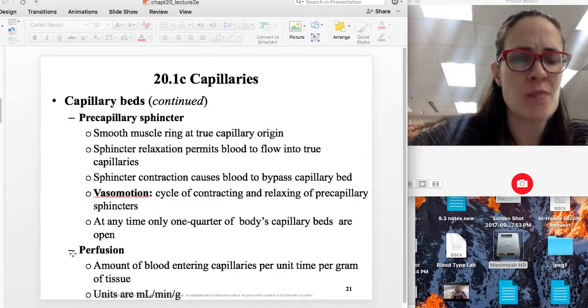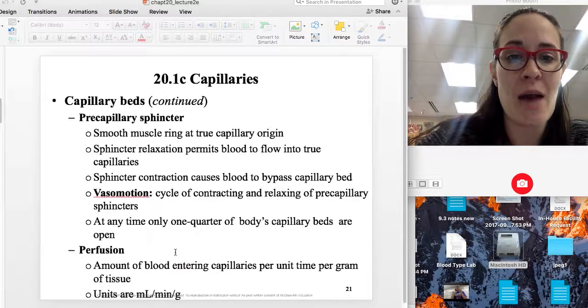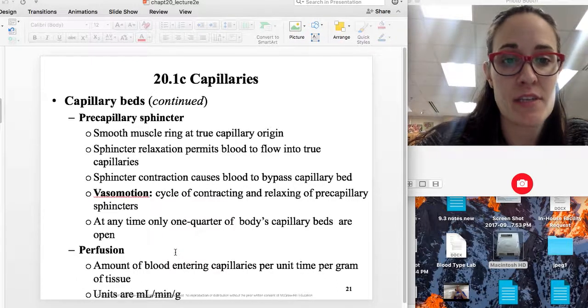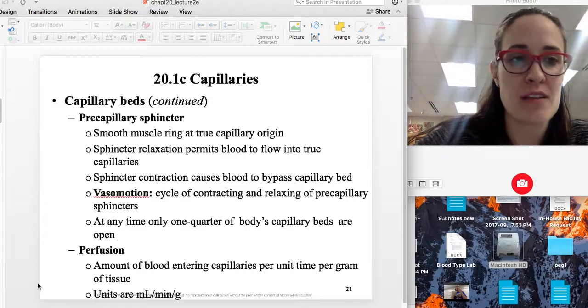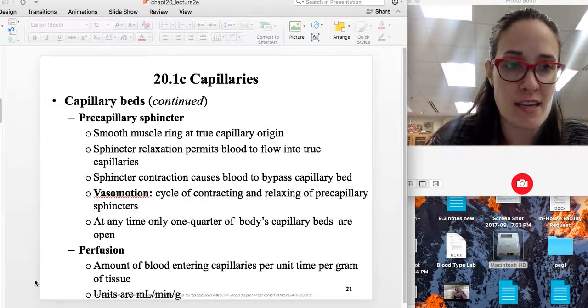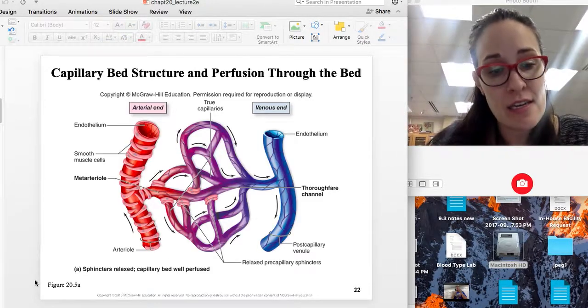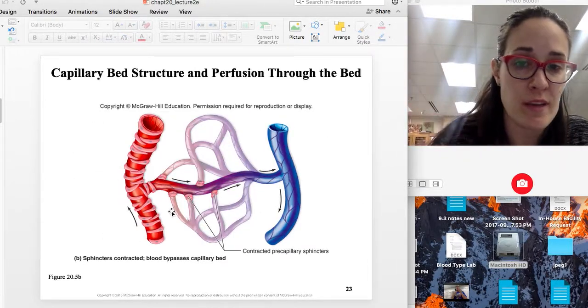Perfusion, when we talk about tissue perfusion, it's the amount of blood that enters your capillaries per unit time per gram of tissue. Okay, so higher perfusion means more blood is getting into your capillaries, would be like this picture. A smaller perfusion rate would be like this picture.